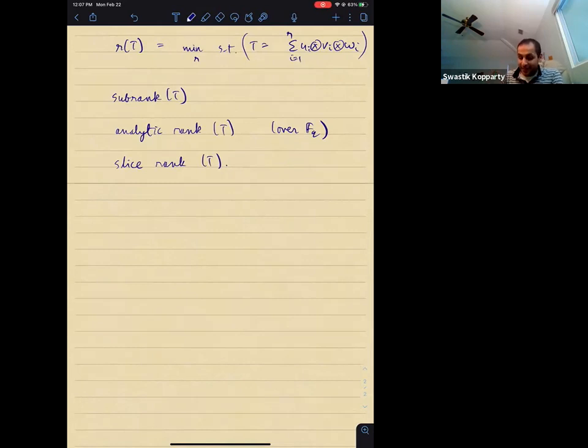Okay, so one of the basic questions in complexity theory, I'm not going to eventually answer this, but one of the basic questions, or even move towards this, is to find an explicit tensor T with large tensor rank.